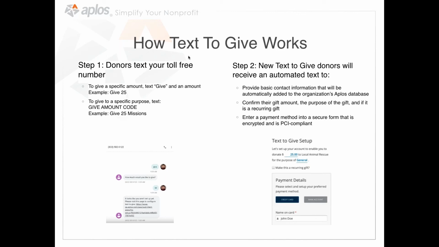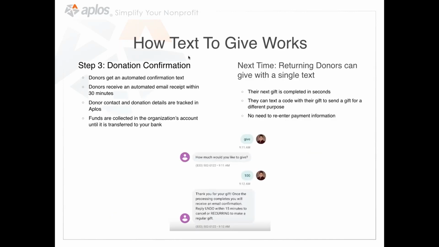So I text, it says, great, thanks. Is this the amount that you want to give? Is this the purpose? And is this a reoccurring? Enter your name and your email and confirm your phone number, and then enter your payment method, either a credit card or a bank. And then it's done. So then that commits the donation. And then I get an automated text with a confirmation, so I know that it all went through. It's going to say thank you for your gift. Also within the first 15 minutes, I have the option of undoing it or making it reoccurring if I wanted to make that choice after the fact.